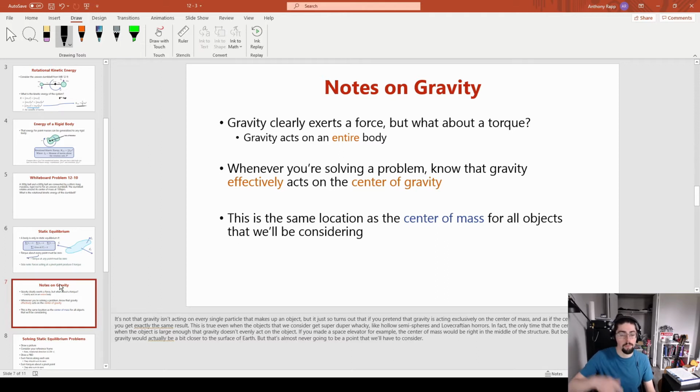You can start them from some platform that's way up. That is the type of object that I would consider to have a slightly different center of gravity than center of mass. Because the center of mass, of course, if it's a big tube, it's going to be right in the middle. But because gravity is just a little bit stronger at the bottom than it is at the top, the center of gravity is going to be just a little bit closer to the Earth than the center of mass is. Does that all kind of make sense?